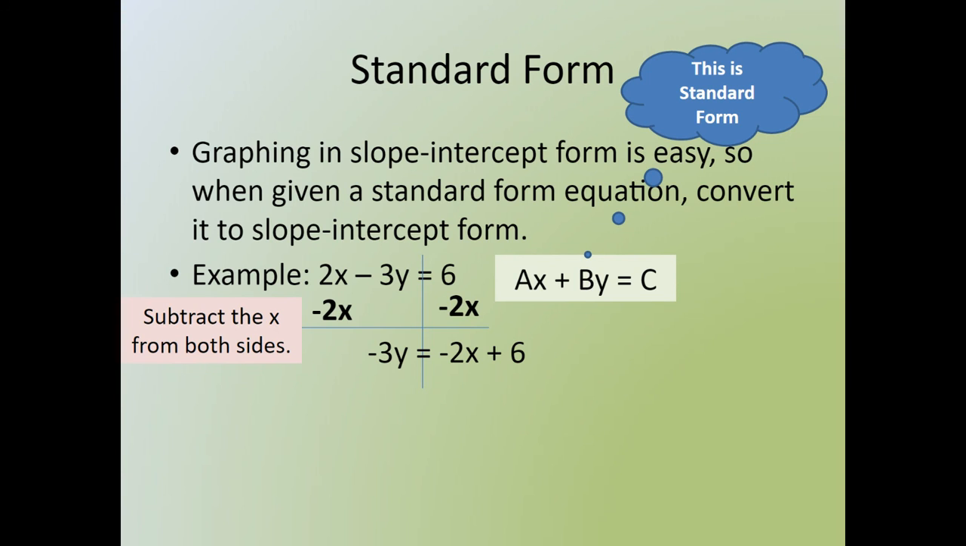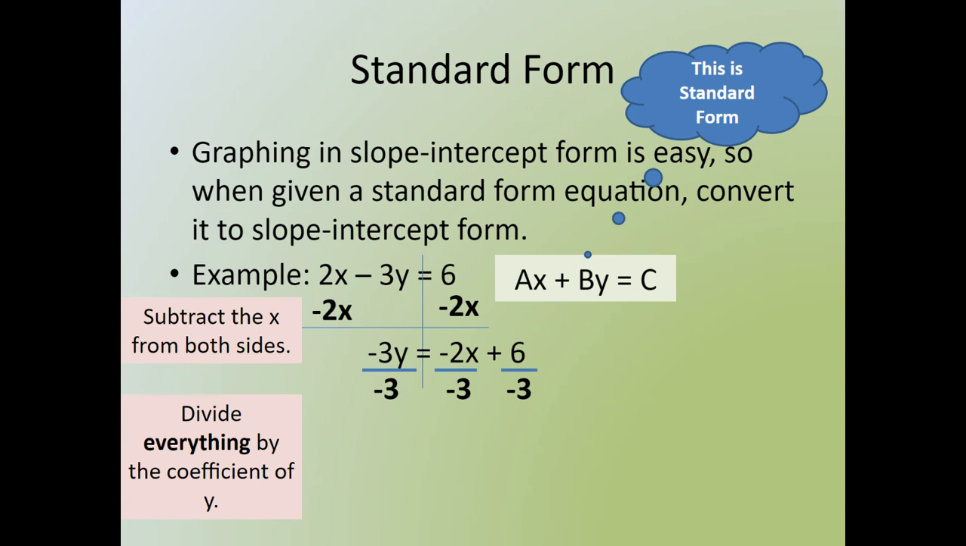So we're just going to bring down the negative 2x and the positive 6. And then we're going to divide everything by the coefficient of y, which is negative 3. So we're going to divide everything by negative 3. So that gives us y equals 2/3 x minus 2.